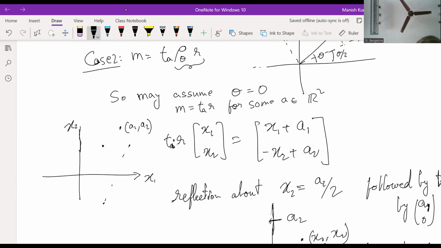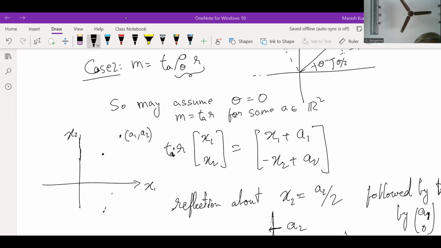So this will go somewhere. I don't know if this looks parallel, but it may not be parallel. So wherever it goes, somewhere.